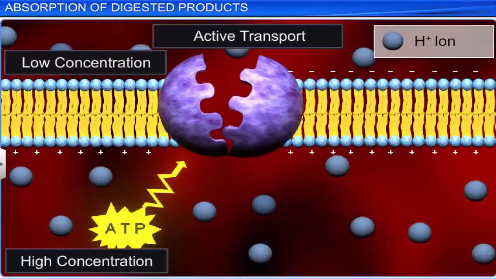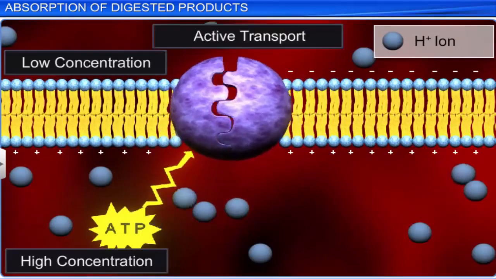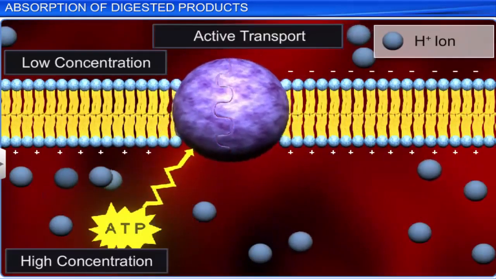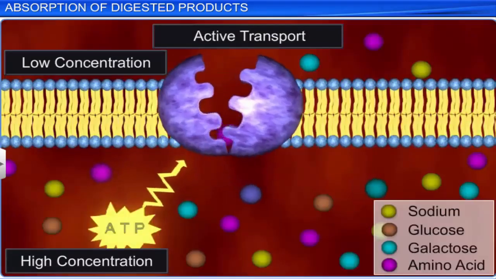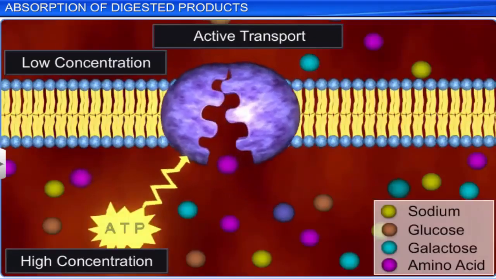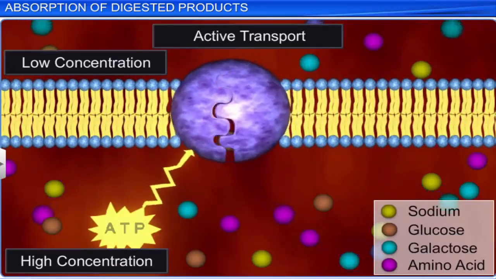Absorption also takes place from a lower to a higher medium through active transport, which is much quicker and requires energy. Nutrients such as sodium ions, glucose, galactose, and amino acids are transported actively.